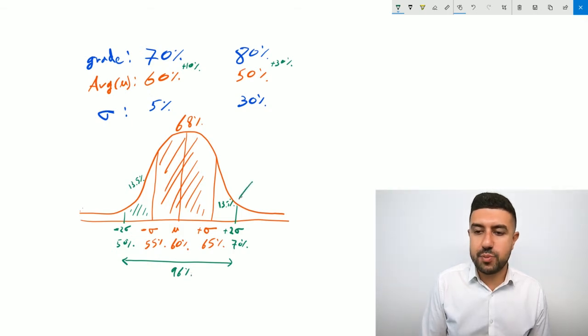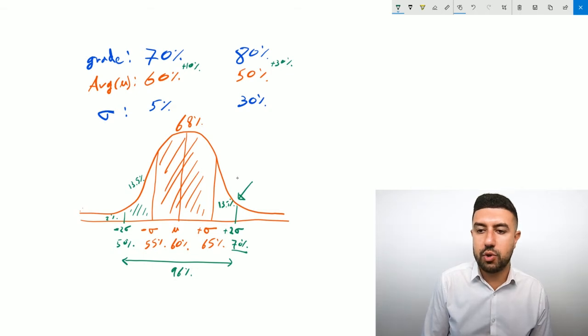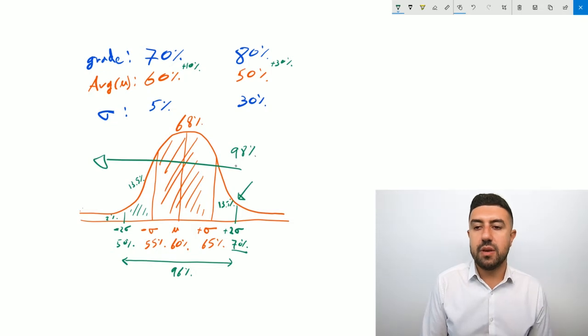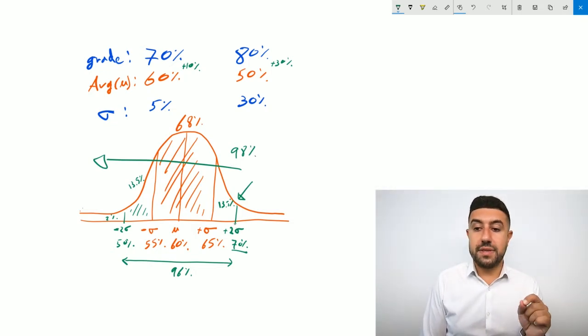So if you have 70% grade, there's going to be another 2% and another 2% here. So if you have a 70% grade, you know that you're better than about all of these people, which is like 98% of people. That's a great grade. It means you're an outlier, really good.